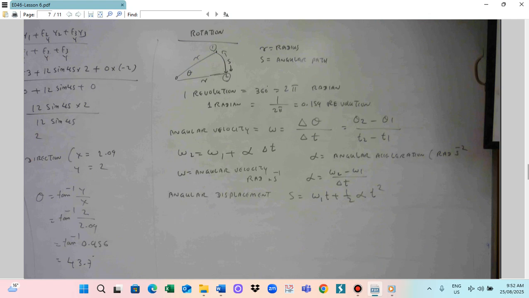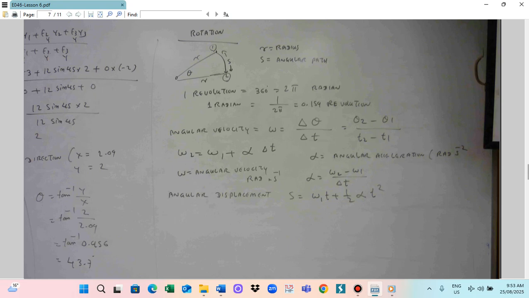So we can write down the angle. Angular velocity is omega. This can be calculated as the change in angle divided by the change in time. So this becomes the final position theta 2 minus original position theta 1, over T2 minus T1. So this is the way that we can calculate angular velocity. Therefore the angular velocity is the change in angle divided by the change in time.